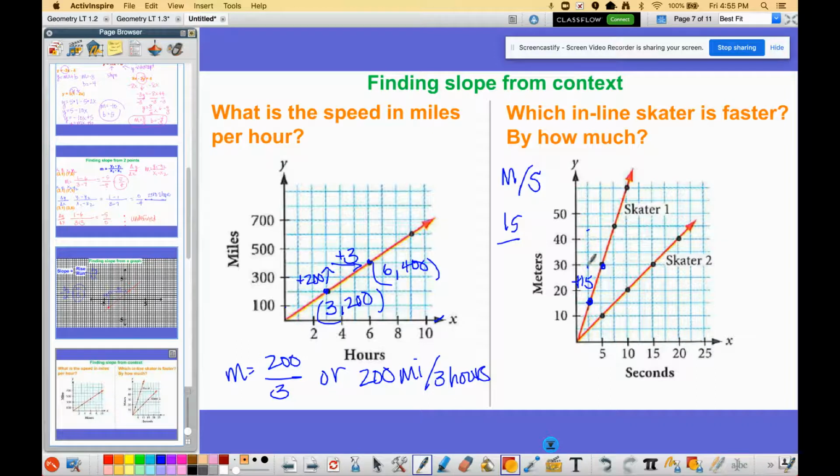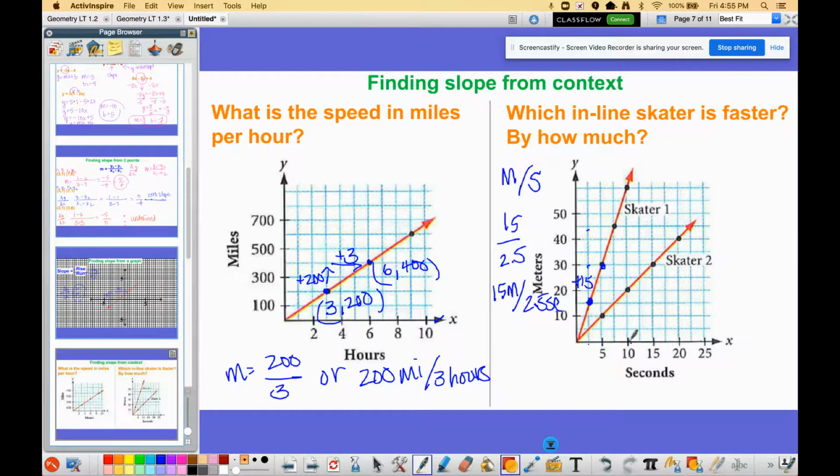And then I'm going to go over, let's see, it's 5, 10. So it's looking like 2.5 to 5. So 15 over 2.5. So 15 meters for every 2.5 seconds for this first one.